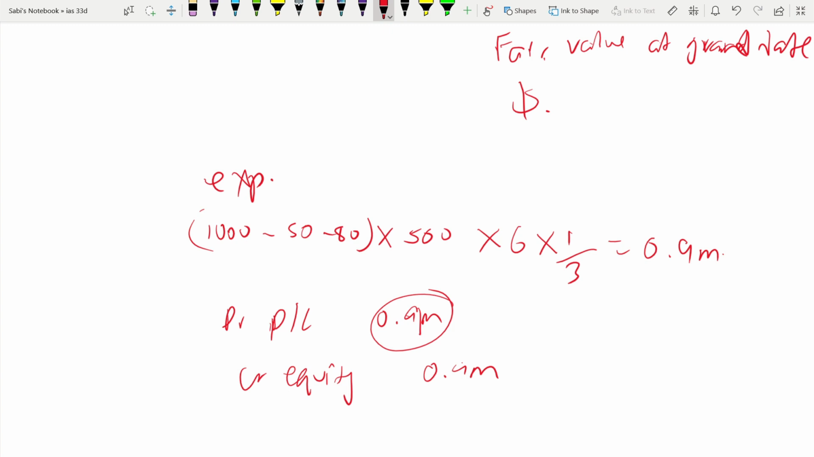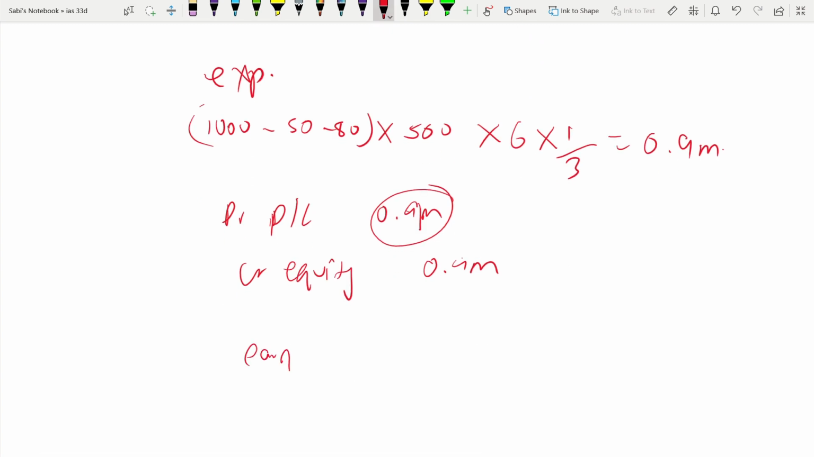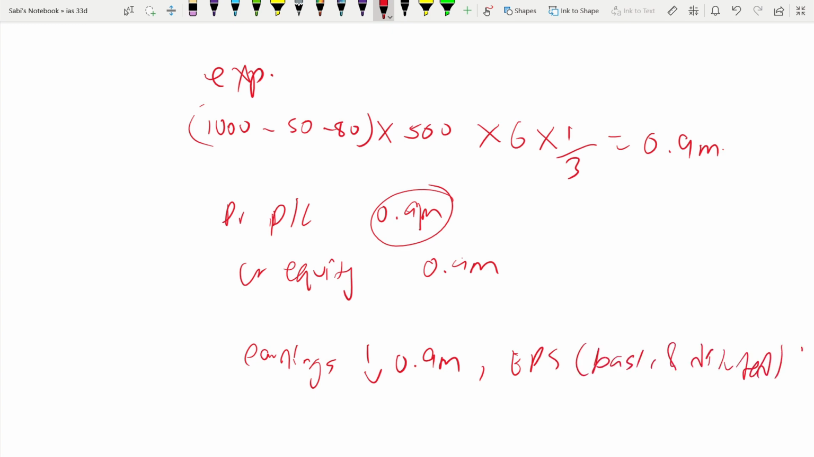So if your earnings go down by 0.9 million, what happens to your EPS? Tell me, just have an idea. If your earnings reduce, your earnings per share, both basic and diluted, will also go down. Understood? You just need to explain that. You don't have to actually calculate. Okay?